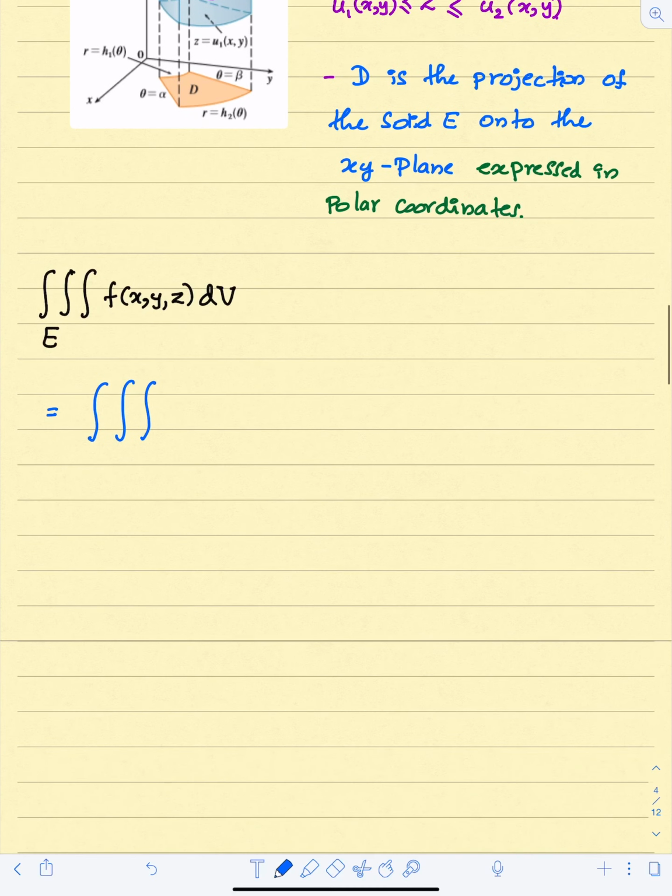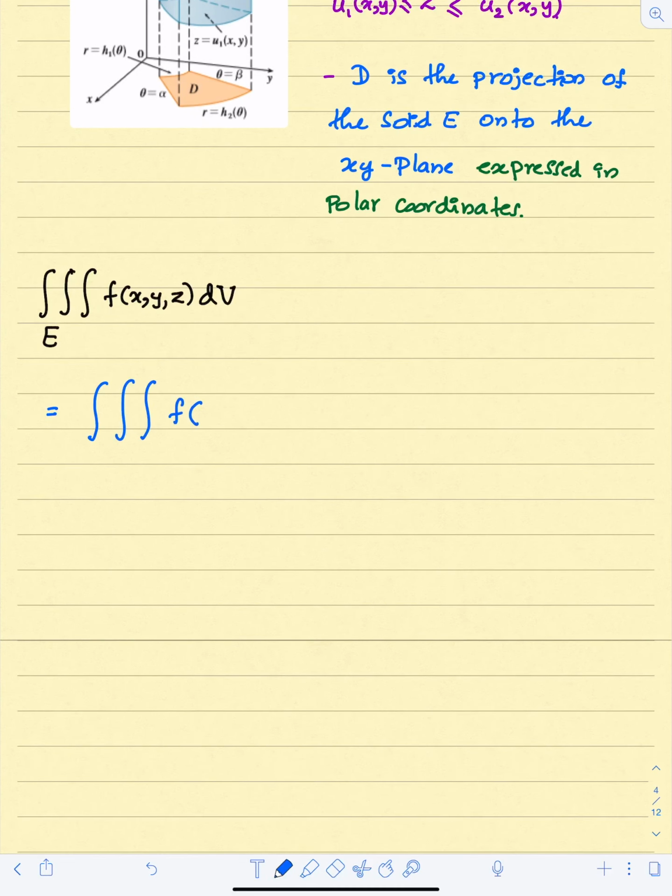So now this integrand must be in terms of the cylindrical coordinates. Each x coordinate must be replaced with r cosine theta, and y should be replaced with r sine theta, and the z coordinate stays as it is. But now this volume element dV becomes r dz dr d theta.